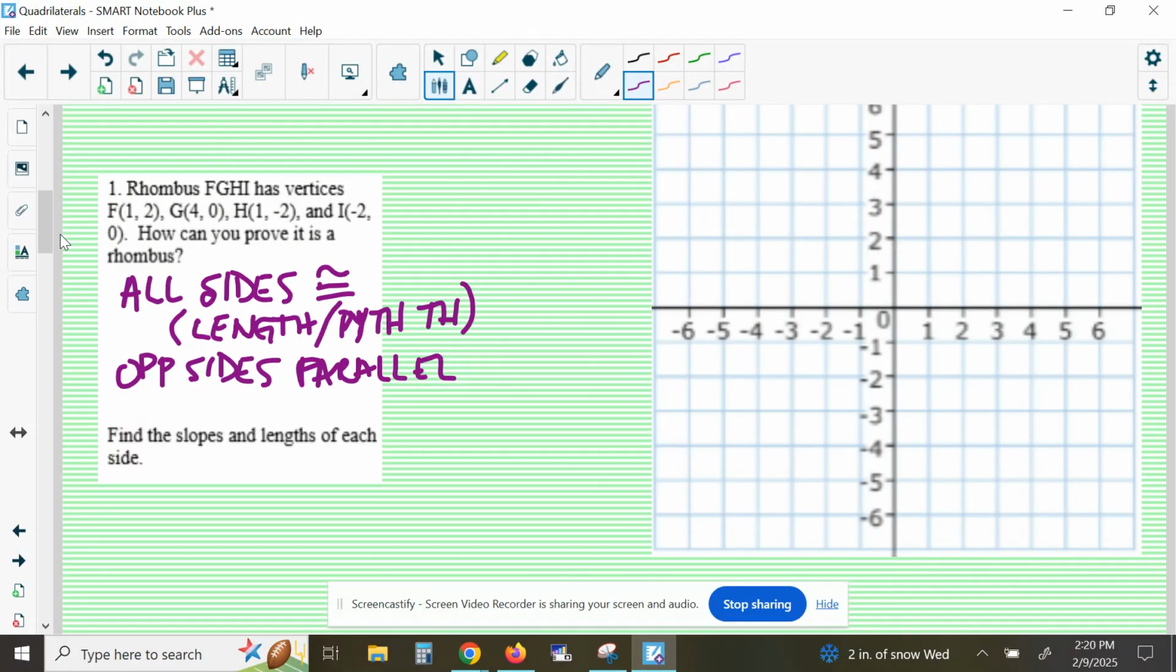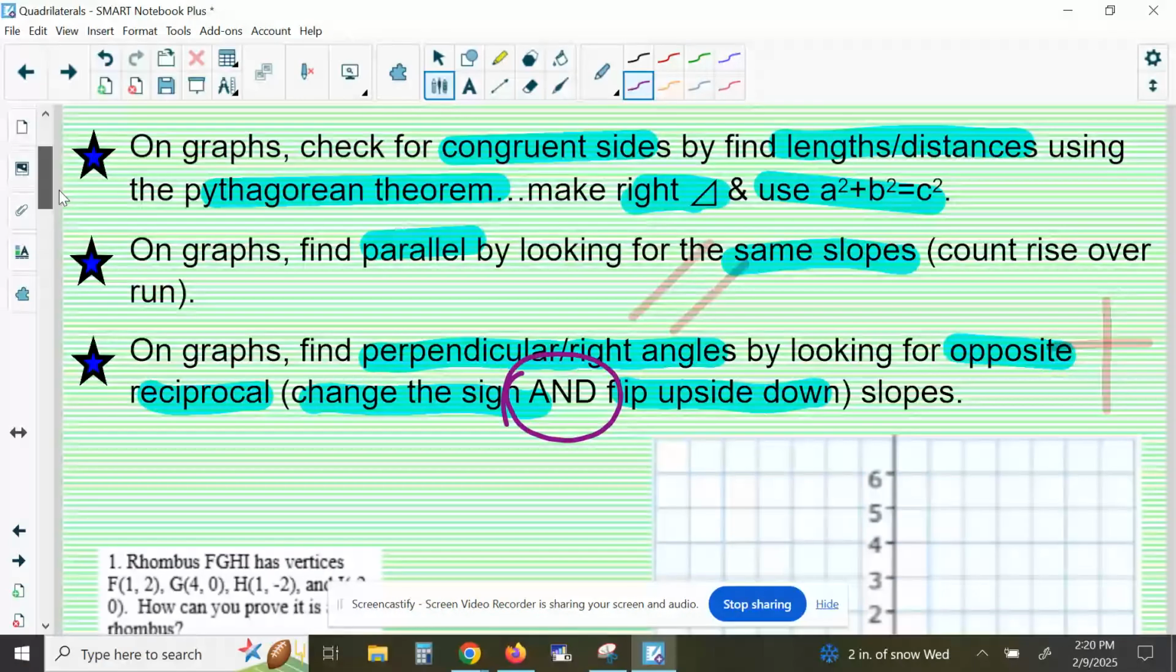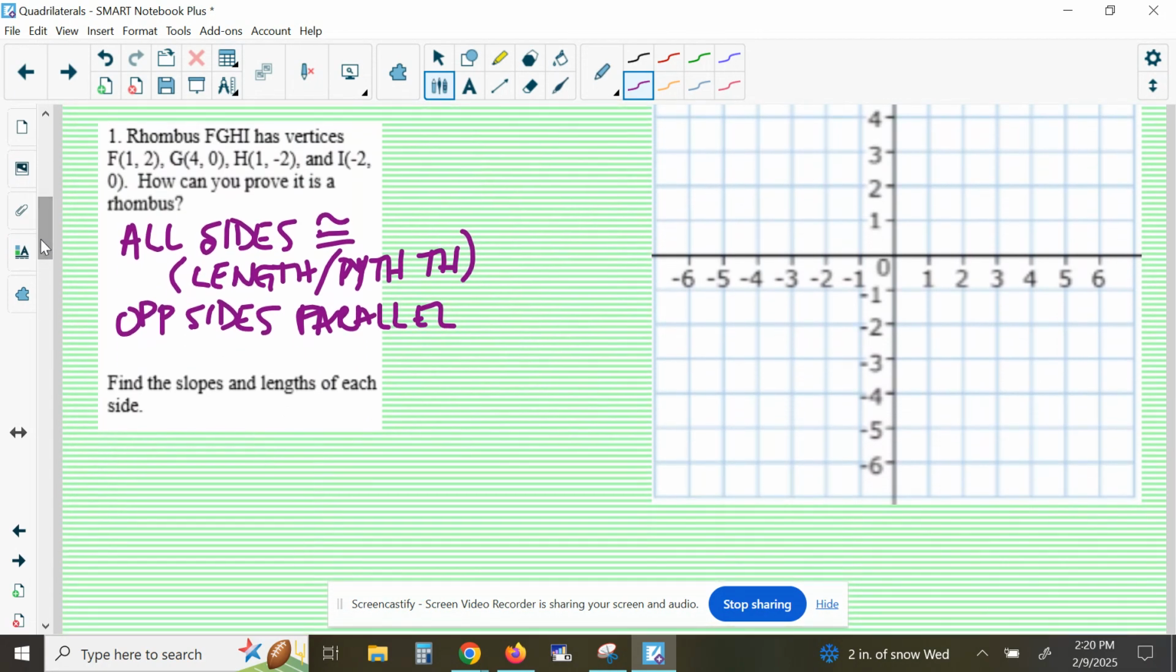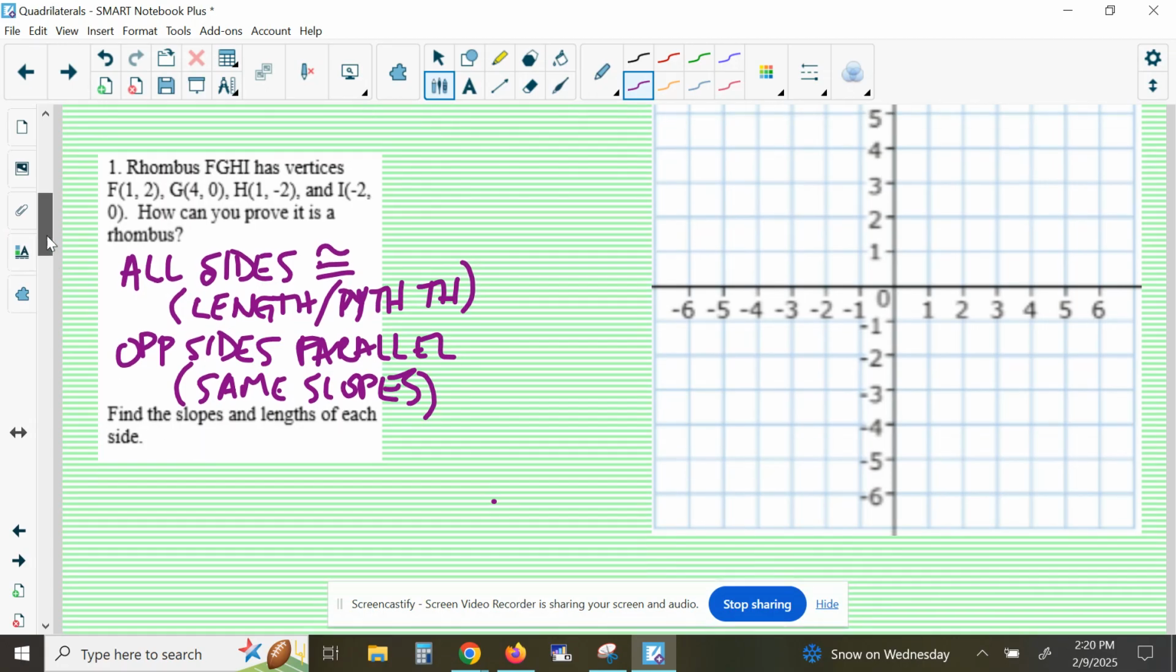And if you look up at the top here, how can we prove parallel? Parallel by looking for the same slope. So we got to count rise over run and get same slopes. So we need same slopes. Okay, so those are the two things we're going to have to do. All right, so then under here it tells us find the slopes and the lengths of each side.